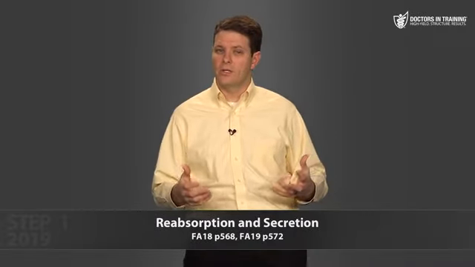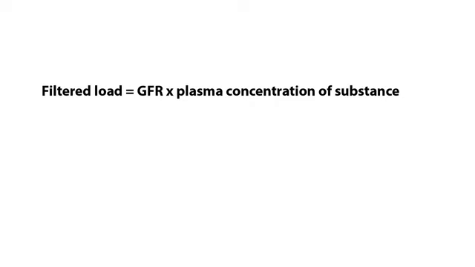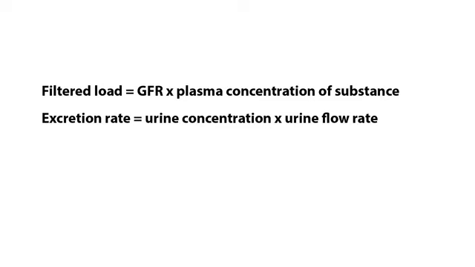All right, we're almost finished. Just a few more equations to be aware of. If you're looking for the filtered load of a substance, it's the GFR times the plasma concentration of that substance. We talked earlier about the excretion rate. It's the top of the clearance equation. It's U times V, urine concentration of that substance times the urine flow rate.